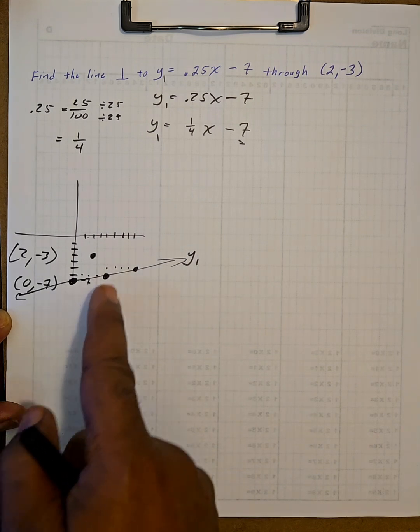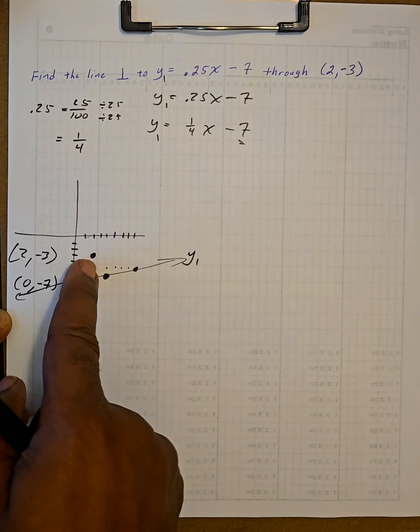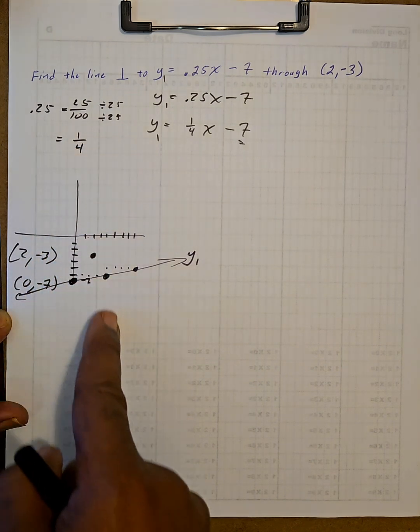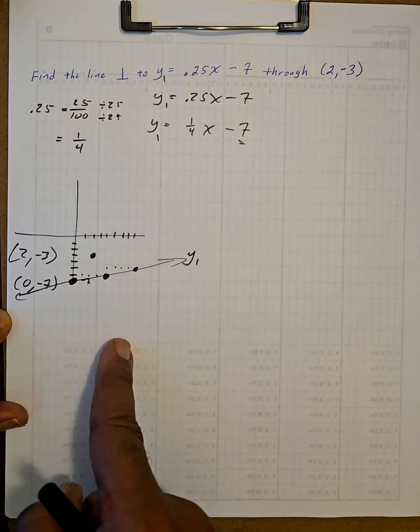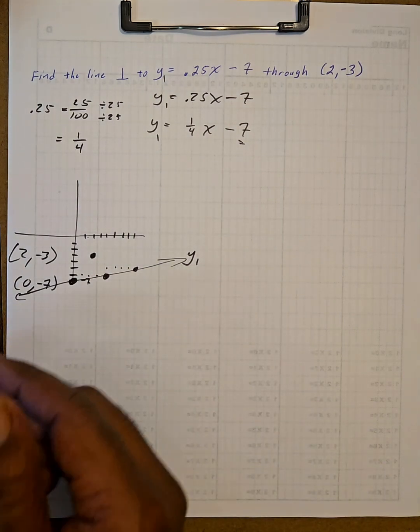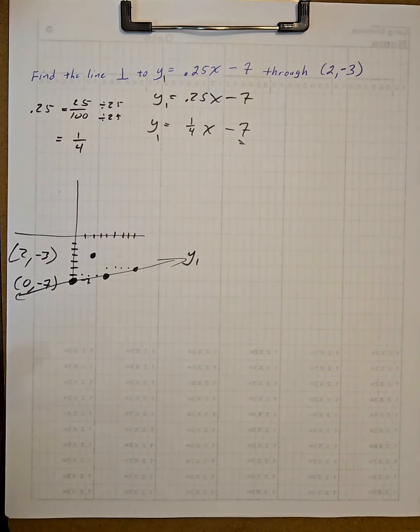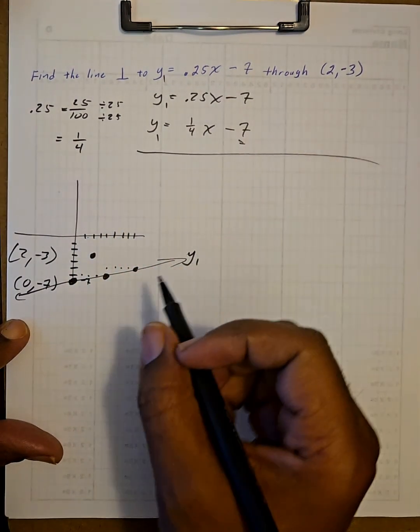So we want a line that's going to be perpendicular to y1. It's got to go through this point. So it's going to be right about there. We want an equation of a line that goes right about there. Okay, so let's find this new line that's got to go here.